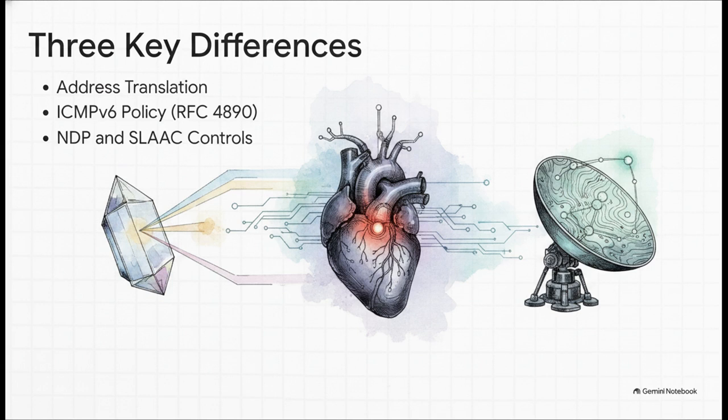In the IPv4 days, a lot of admins would just blanket block ICMP to stop ping sweeps. Done and dusted. But in IPv6, ICMPv6 is the absolute lifeblood of the network. If you drop it entirely, your network literally just stops functioning. You have to craft highly specific policies. Which actually brings us to the third major difference, Neighbor Discovery Protocol and SLAAC controls.